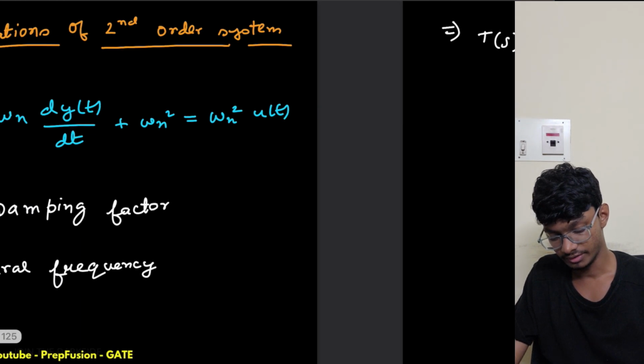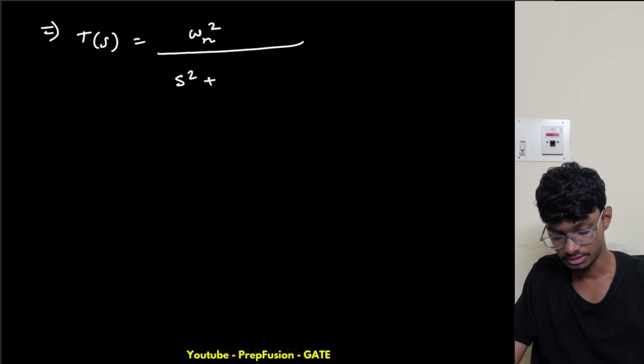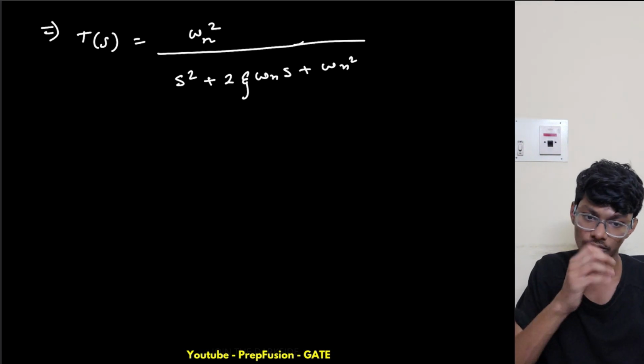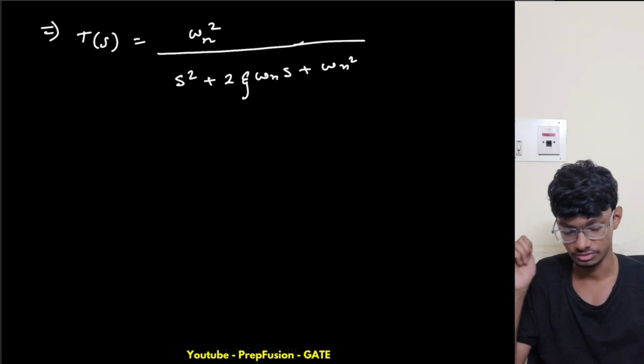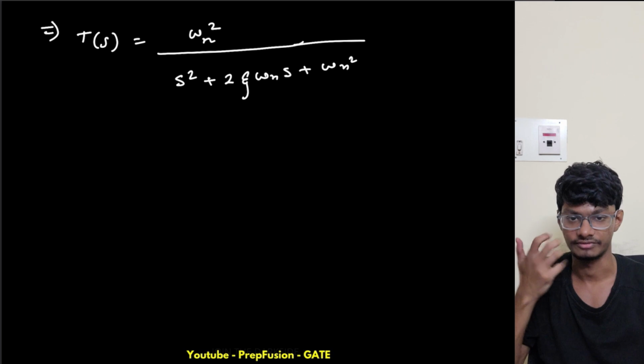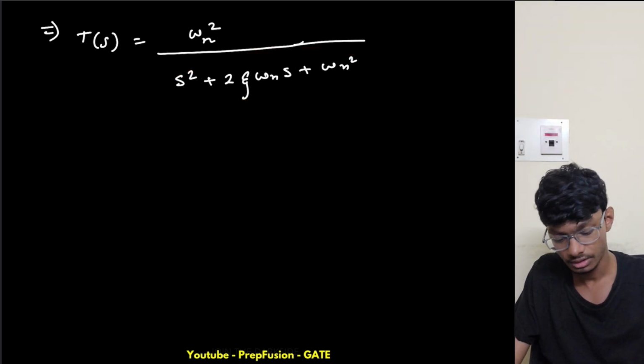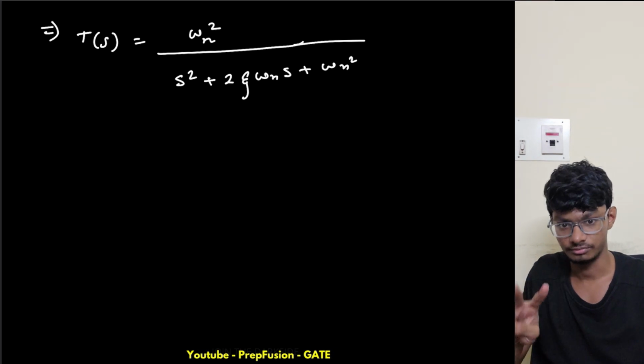Now what else do I have? I have s square here, plus 2 zeta omega n s, plus again omega n square. If you check here also, the DC gain is 1. You put s equals 0, you get DC gain 1, and high frequency gain is 0. So this bottom term we already know. If we equate these two to 0, then we will find the poles.